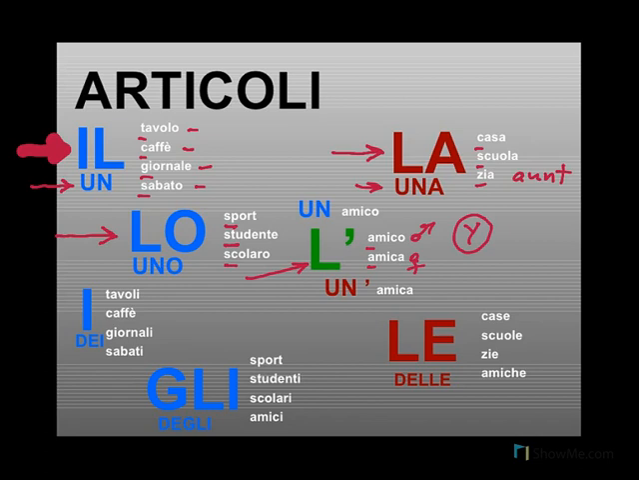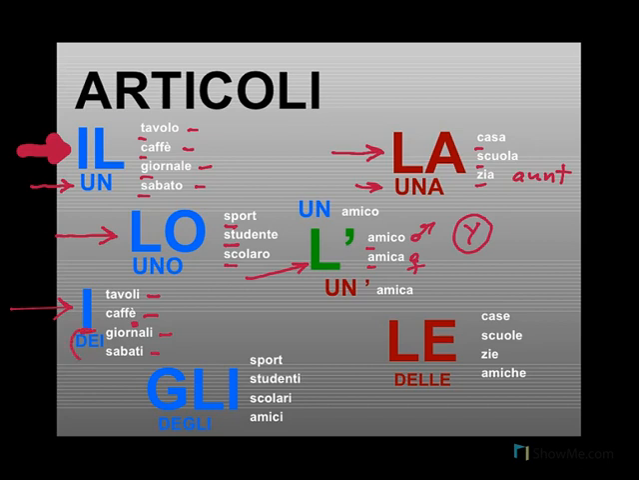For the plurals, i. I tavoli, you already know the word, it will be the tables. So you pluralize the article here, and you pluralize the noun. I caffè: if a word ends on a stressed vowel, then you do not pluralize it, but you pluralize the article. So i caffè would be the coffees. I giornali, you already know the word, it is the newspapers, plural. I sabati will be the Saturdays.